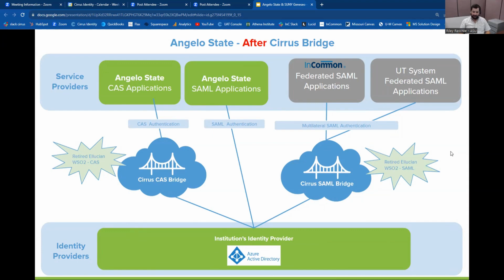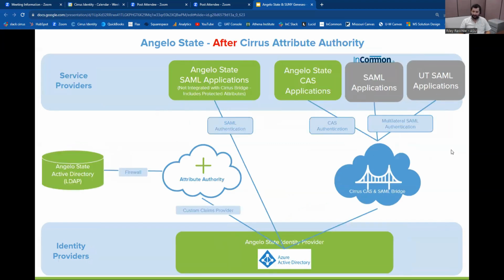The CAS bridge works great. We still have a lot of work to do, but it's coming along. There are items in our lessons learned that I can expand on more. So I think I'm ready for the next one.